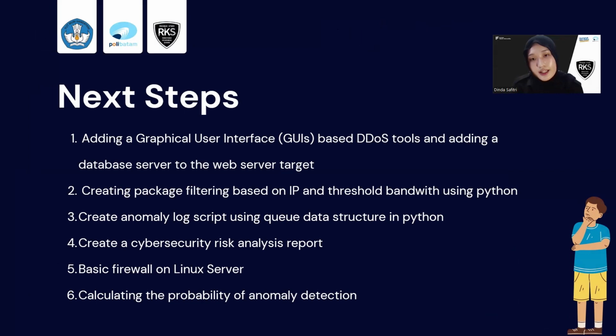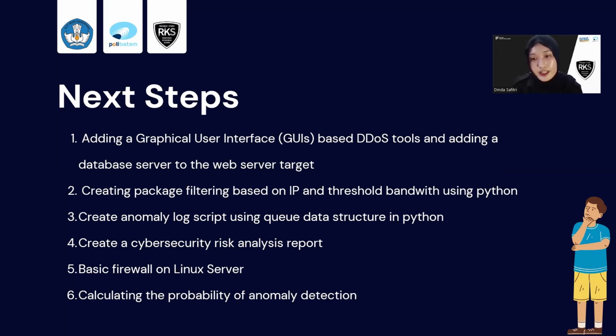For the next step, we plan to integrate the DDoS tool with a graphical interface and add a database server to the web server target for more realistic testing. Next, we'll create a script to filter traffic based on IP and bandwidth limit to detect and block suspicious activity. A Python script using a queue will be built to log and track network anomalies in real time.